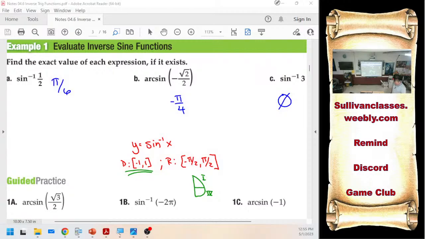Isn't that inside the arc sine? Wait, so would it be 0? Negative 2 times pi? Is that a value between negative 1 and 1? No. I was getting all confused. They threw the pi in there to mess with you.